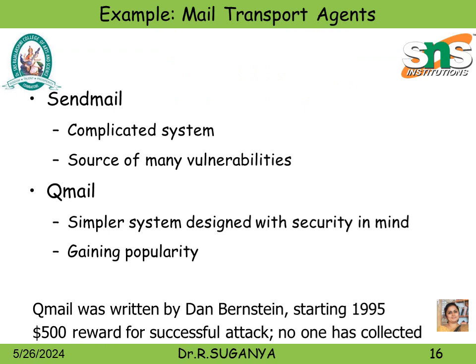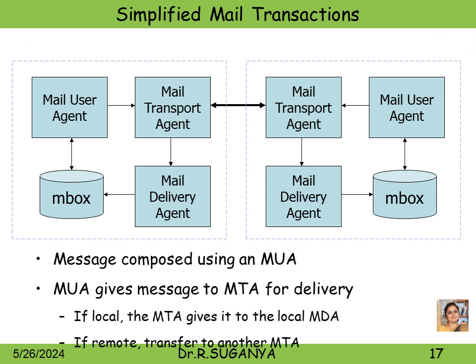Example: the mail transport agent Sendmail is a complicated system and a source of many vulnerabilities. Qmail is a simpler system designed with security in mind, gaining popularity. Qmail was written by Dan Bernstein starting in 1995 with a $500 reward for a successful attack. No one has collected it. Here we can see the simplified mail transactions, from mailbox to mail user agent, then transport agent, and via the delivery agent.